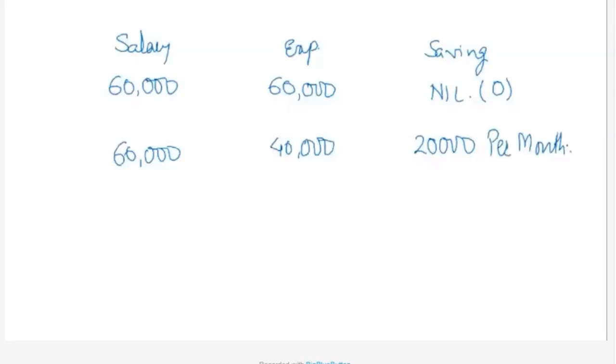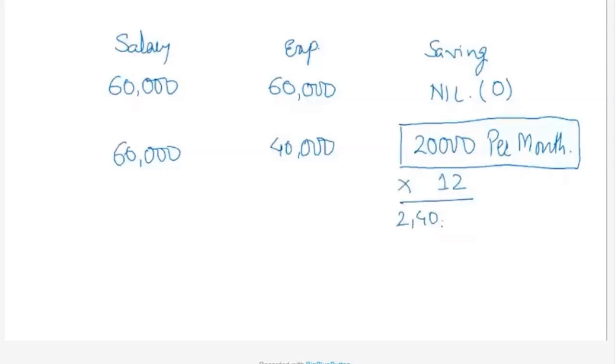Correct? Now, what is the use of this saving? This 20,000 per month, every month I am saving 20,000. So per year, I'll have to multiply it by 12. 20,000 into 12, 2,40,000 per year. Agreed?